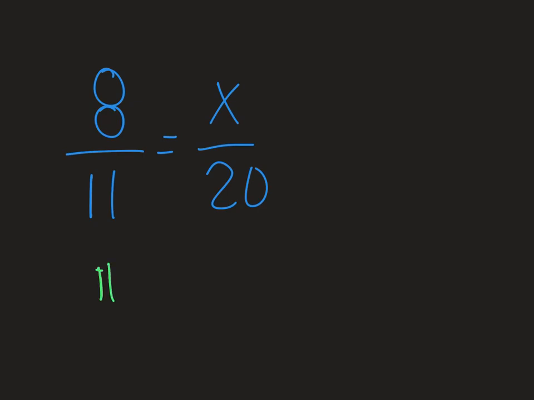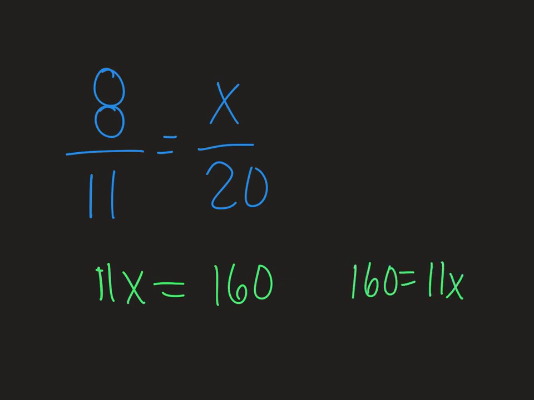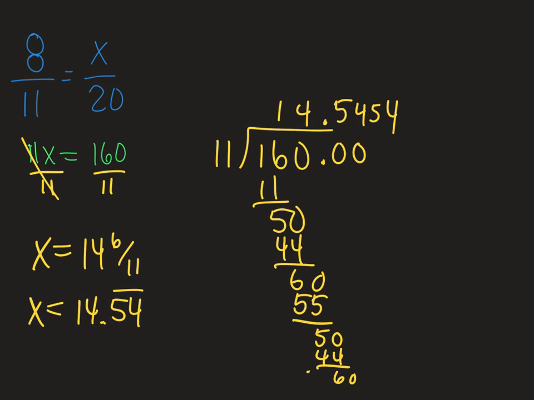Did you say 11x equals 160? It would be fine if you say 160 equals 11x. It doesn't matter who's on the left and who's on the right, as long as you get 160 this direction and 11 smushed with x this direction. All right, your second question is, when you divide, what are you going to get as a final answer? All right, the two answers you could have typed in are 14 and 6/11 or 14.54 repeating.